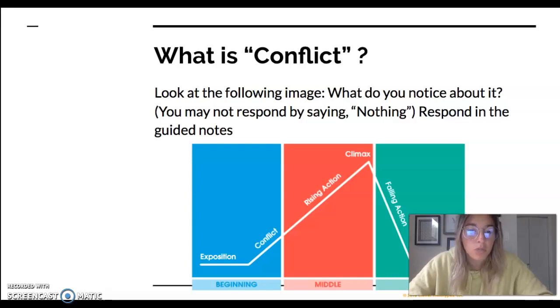But what is the most interesting part of this image? You cannot say nothing. Don't say nothing. I'm sure a lot of you are looking at it thinking, this is the most boring thing I've ever looked at. Don't say that nothing is noticeable about this.